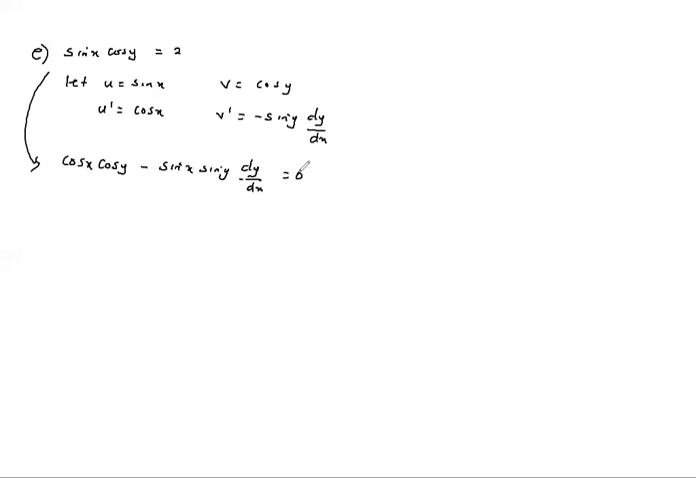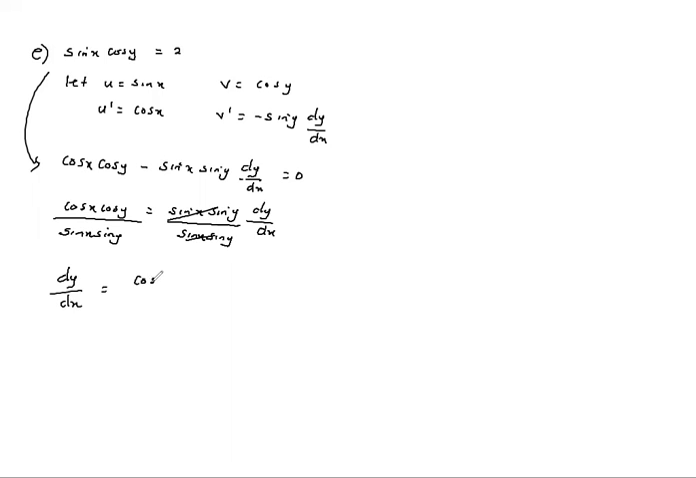So we have cos x cos y is equal to sine x sine y dy/dx. So we divide, we also divide. So this and that cancel. So you have dy/dx is equal to cos x cos y over sine x sine y, like that.